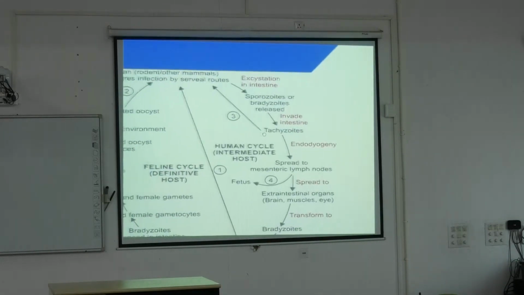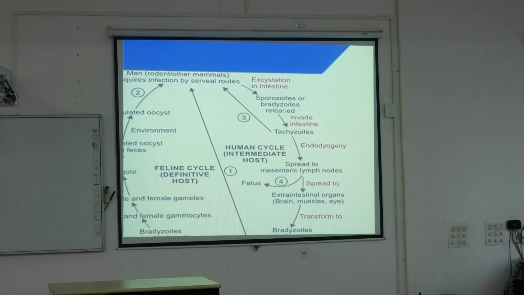তাহলে স্পোরুলেটেড উসিস্ট ম্যানের কাছে গেল, নিয়ে এক্সিস্টেন্স ইন ইন্টেস্টাইন তৈরি করলো, স্পোরোজয়েডস অর ব্র্যাডিজয়েডস রিলিজ। তারা কোথায় গেল? ইনভেড ইন্টেস্টাইনস, নিয়ে সেখানে তৈরি হলো ট্যাকিজয়েডস। ট্যাকিজয়েডস থেকে আবার এন্ডোডাইজেমি করে স্প্রেডস টু মেসেন্ট্রিক লিম্ফ নোডস। সেখান থেকে ট্যাকিজয়েডস ক্যান ইনফেক্ট ফিটাস। যদি মা প্রেগনেন্ট হয়, তাহলে আমার বাচ্চার কিন্তু টক্সোপ্লাজমা হতে পারে। বেবি ক্যান অ্যাকোয়ার দ্যাট ইনফেকশন। আর এই ট্যাকিজয়েডস গিয়ে এক্সট্রা ইন্টেস্টিনাল অর্গানে গিয়ে স্টে করে and transform to bradyzoids and converted into tissue cysts.